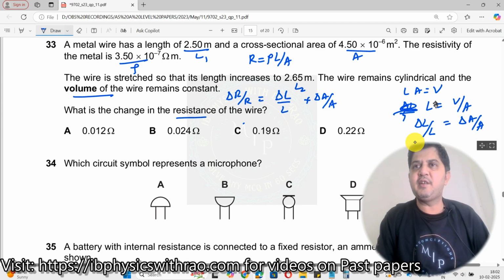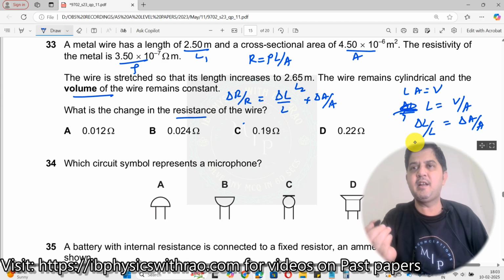You can always argue that if I had taken delta L into A directly here itself, then I would have written delta L by L plus delta A by A equal to 0, delta L by L equal to minus delta A by A. That could have been done, right? Why didn't I do it?